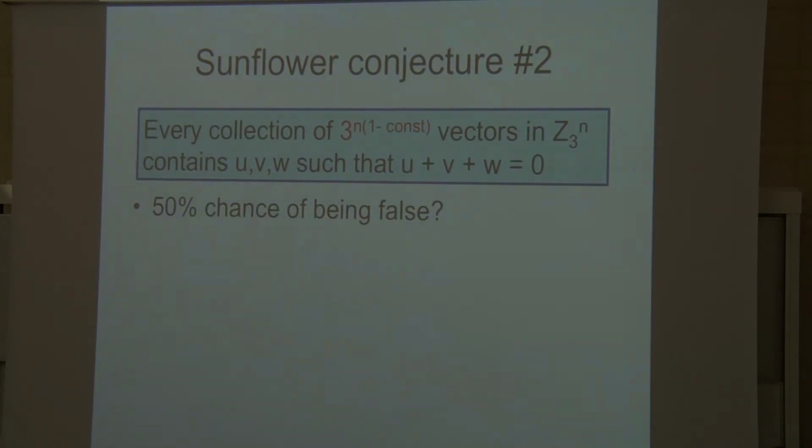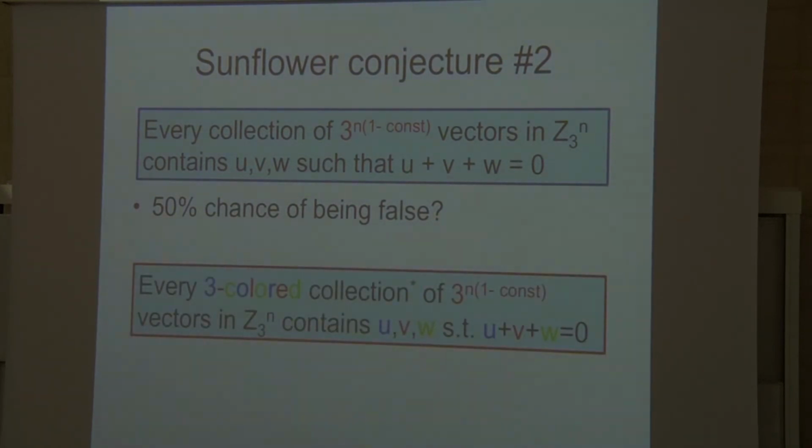And the conjecture that's relevant to the matrix multiplication is a version that we cooked up in the paper, which is a 3-colored version of it. Every 3-colored collection of vectors in Z3 to the n contains a u, v, and w that sum to 0, one from each color class. Because the forbidden configuration is more restrictive, it's perhaps more likely that you can construct a large set. So I would say, just for the purpose of illustrating, maybe this is a little bit more likely to be false.